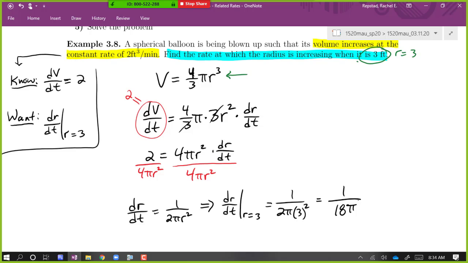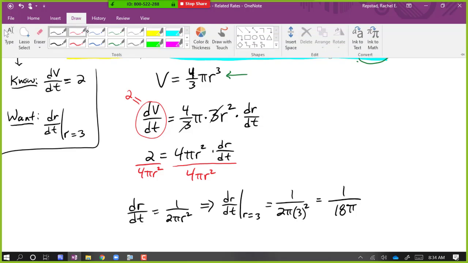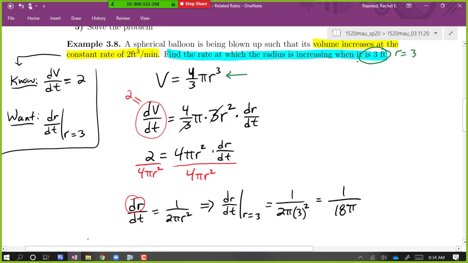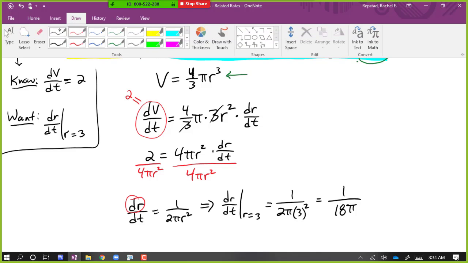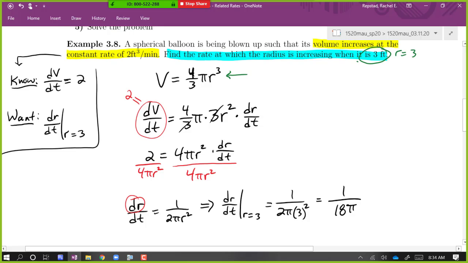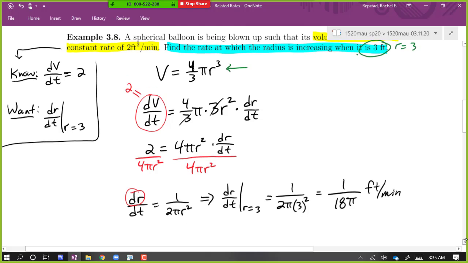So that's units of r. What about the rate of change? Feet per minute, yeah. So the units of r were feet, the units of t were minutes. That gives us feet per minute. There it is as an exact value.